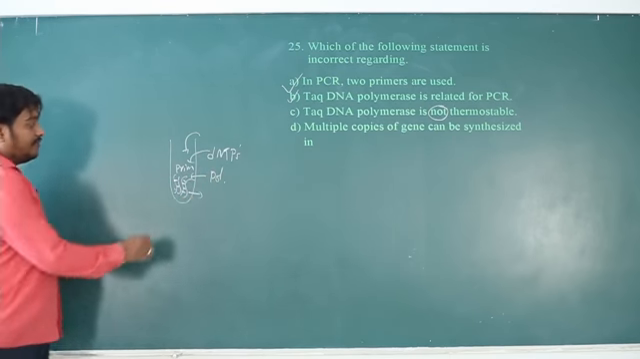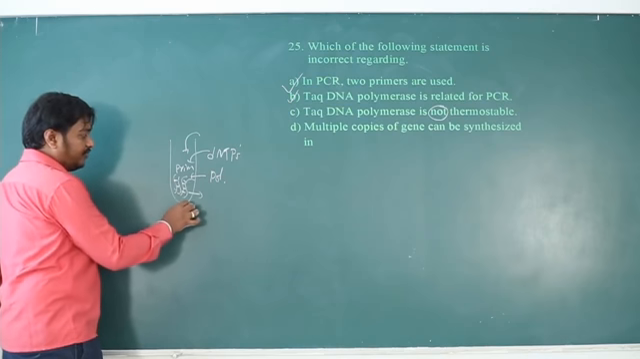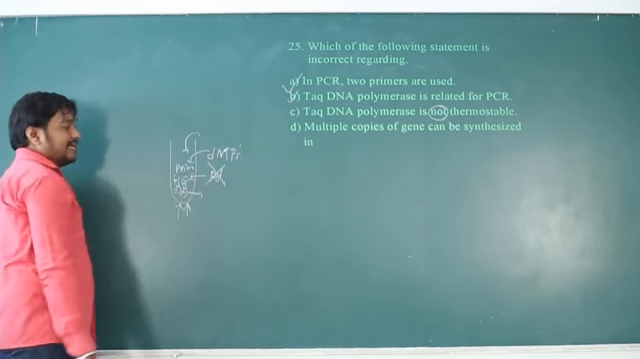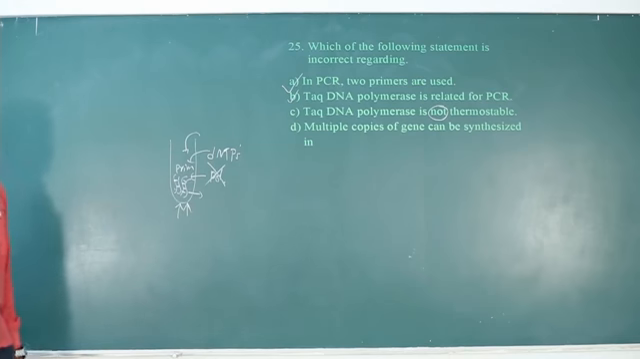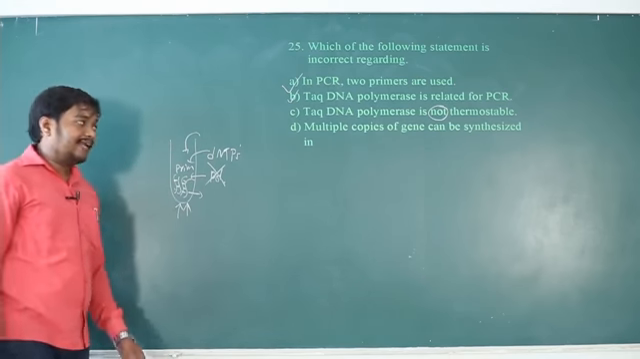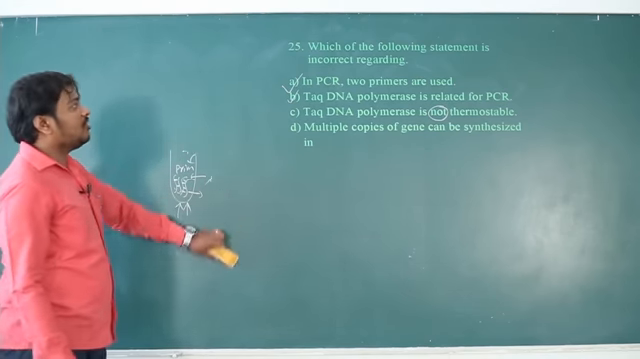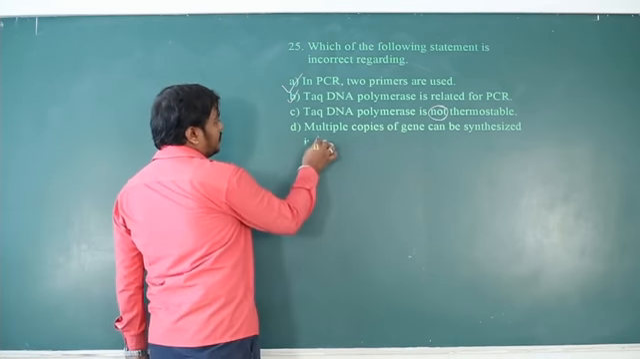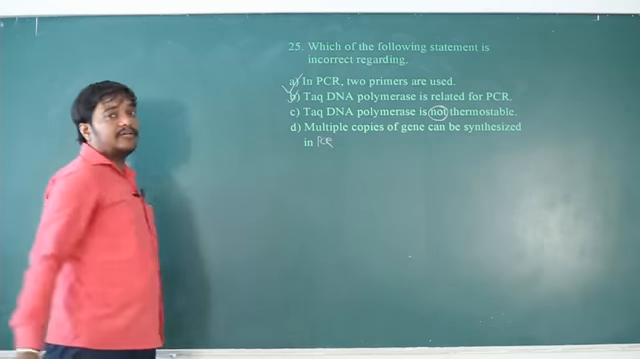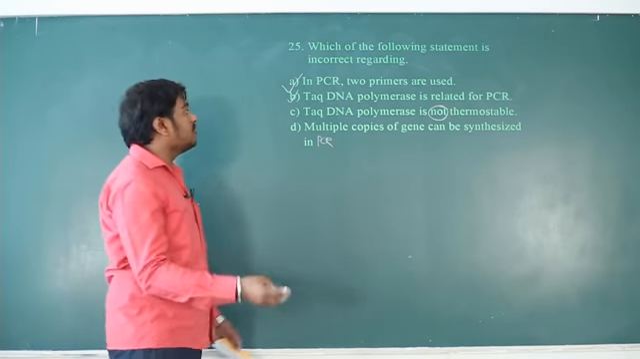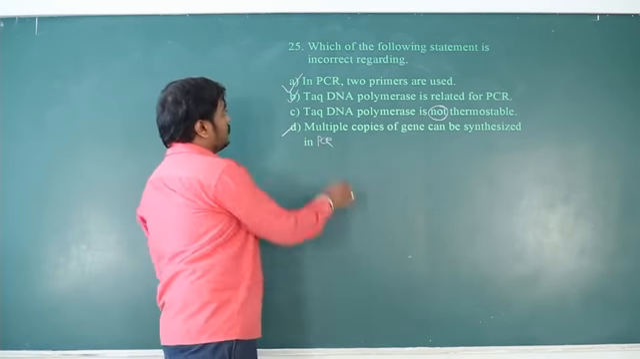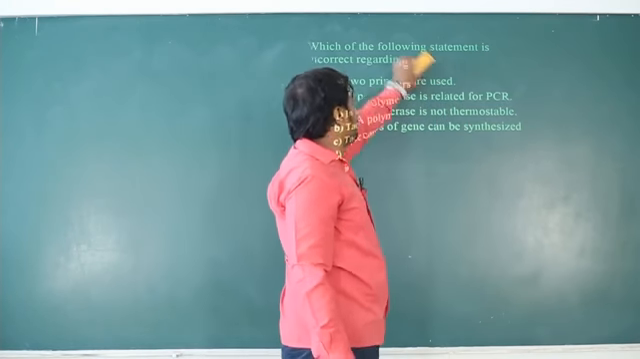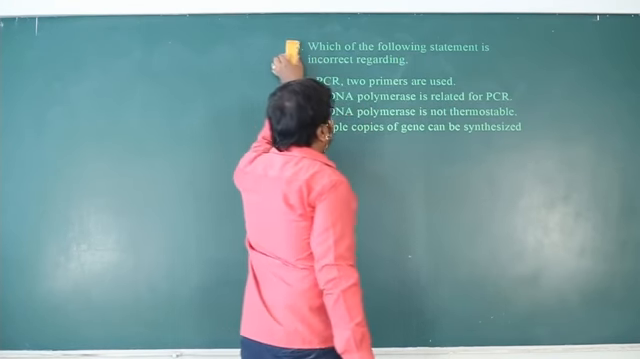Everything is inside it. When the test tube is heated to 94 degrees centigrade in the PCR machine, normal polymerase enzyme gets denatured, it cannot tolerate that temperature. That is the reason why we are going to add Taq polymerase. So multiple copies of a gene can be synthesized in PCR. Multiple copies means after 30 to 40 cycles we are able to get 1 billion copies of DNA. So this is also right. So the wrong one is this one. Taq DNA polymerase is thermostable. It should be thermostable.